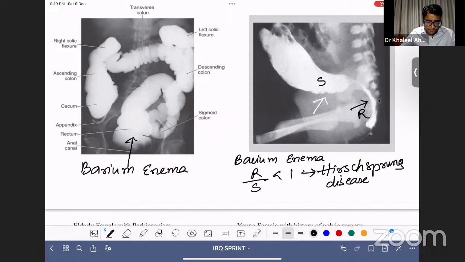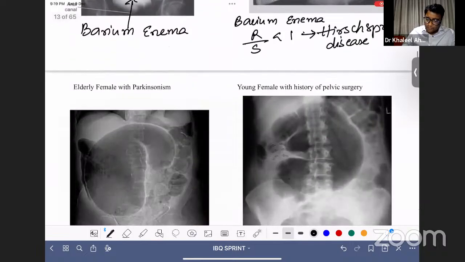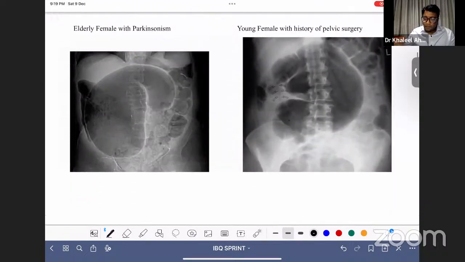Very good. Very good. Now, let's come forward. Try to look at this question. What is this radiograph showing you? This is an abdominal radiograph in an elderly female with Parkinsonism. An elderly female with Parkinsonism, or a neurological disease, is there, and you're seeing an abdominal radiograph. I hope all of you will answer this correctly. Can anybody tell me what this first radiograph is showing you?